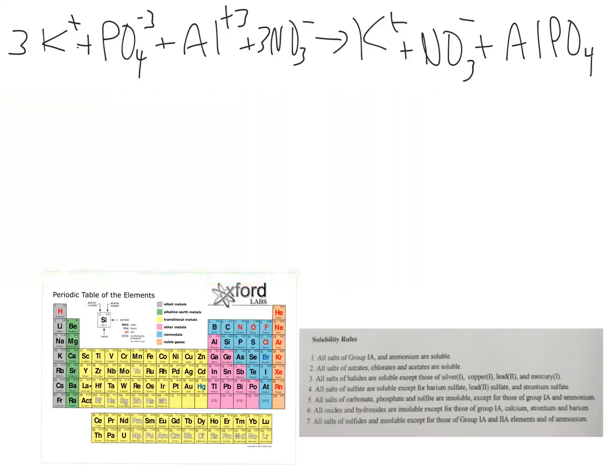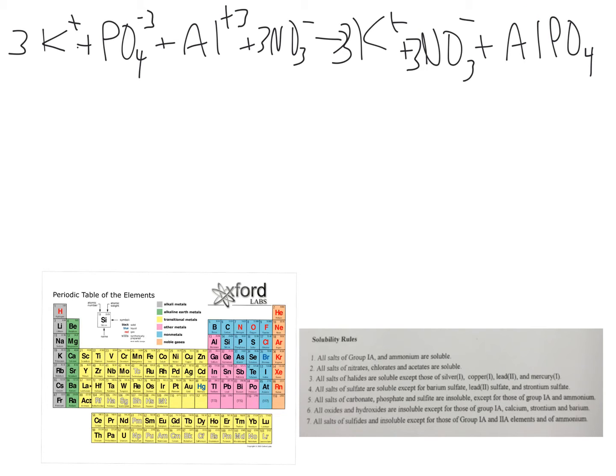And you might be wondering, over here we've got 3K plus, and over here we just got 1K plus. So we're going to say this is 3K plus. And NO3 minus, well, we got 3 and 3, so that means that we got 3 of each. We've just got 1 PO4 minus 3, PO4, Al plus 3, Al.